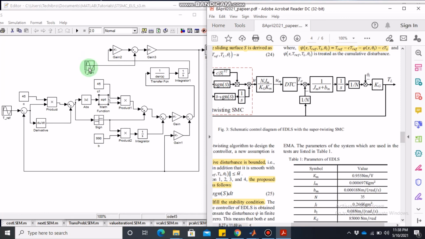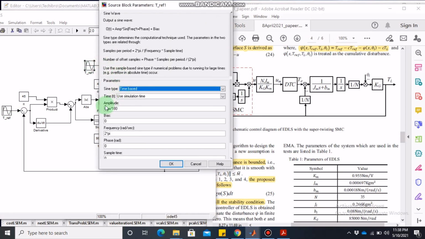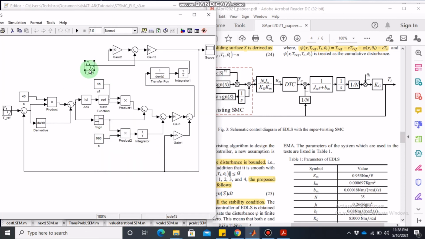So theta ref is given in the paper. This is a sinusoidal function like tau ref, so you can give it here. Here you can see this amplitude is 8 pi over 180, which is 8 degrees, and 2 pi is the frequency. So then you can just run this file and see what happens.